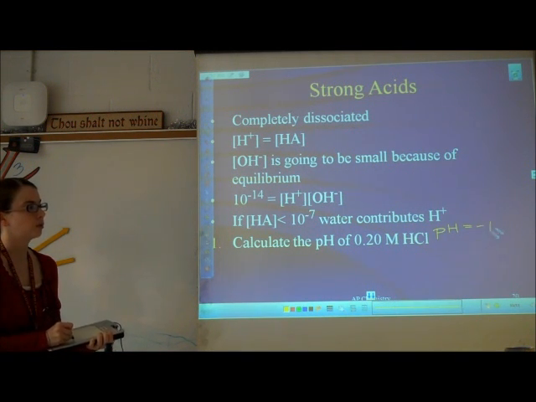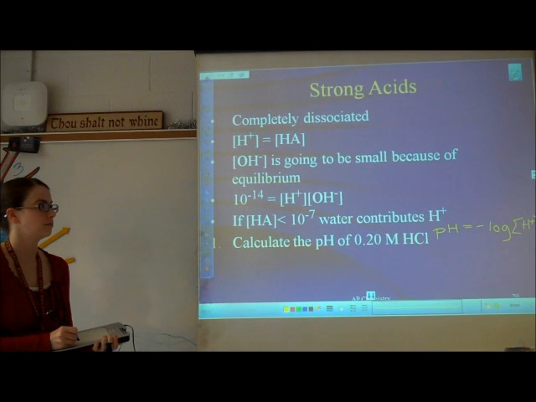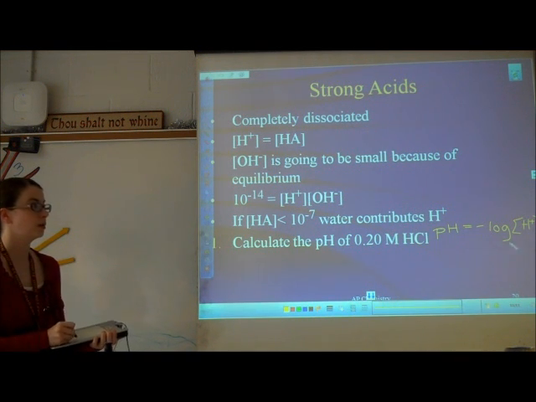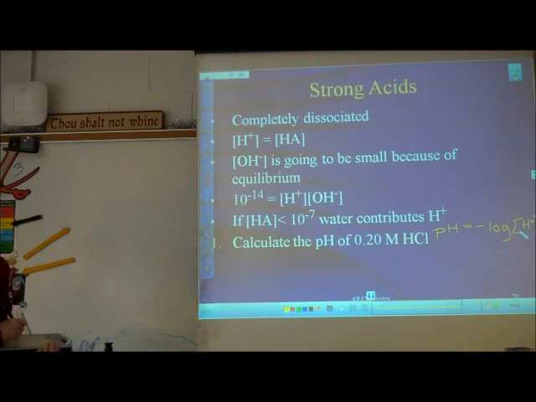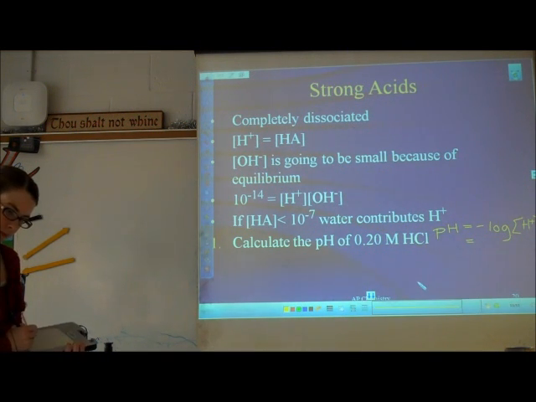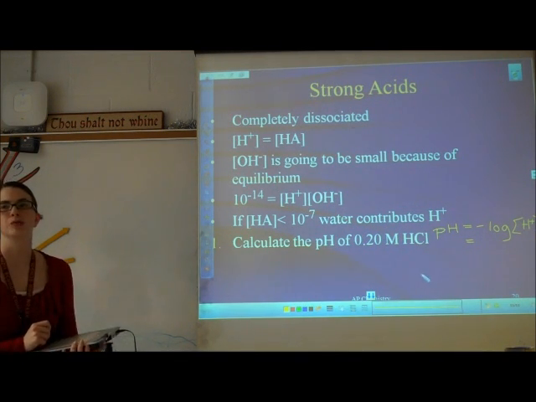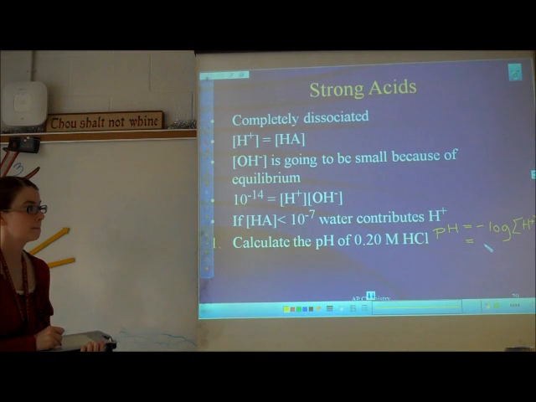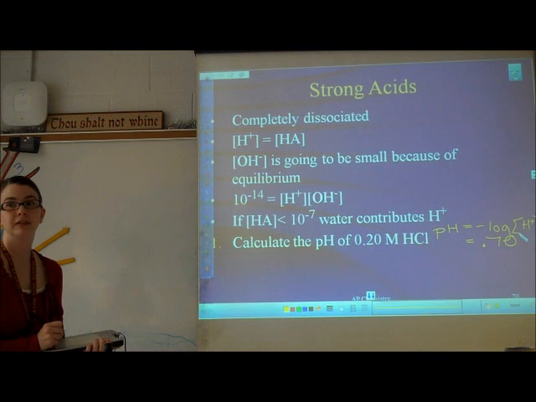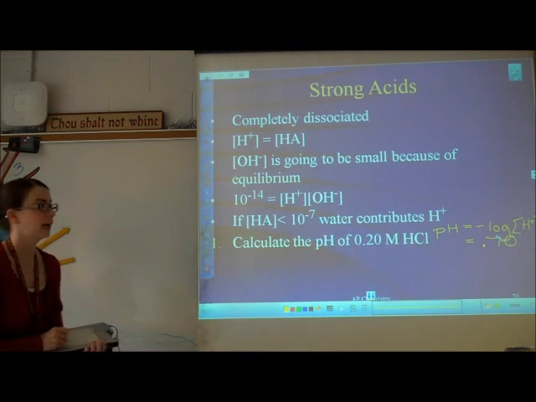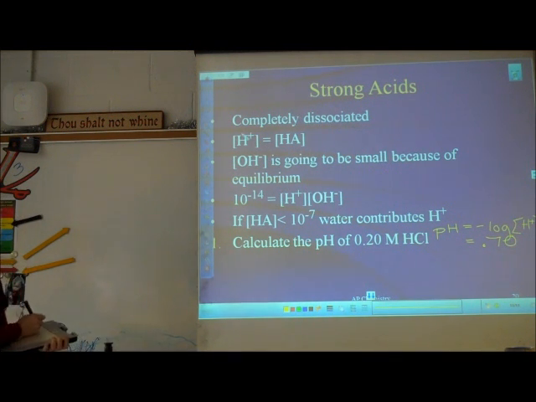And I can use this equation. What is my hydrogen ion concentration? 0.2. Plug it into your calculator. Negative log of 0.2. Tell me what you get. 2 sig figs, which means 2 decimal places. 0.70. Would you say that's acidic? Yeah. That's pretty acidic.